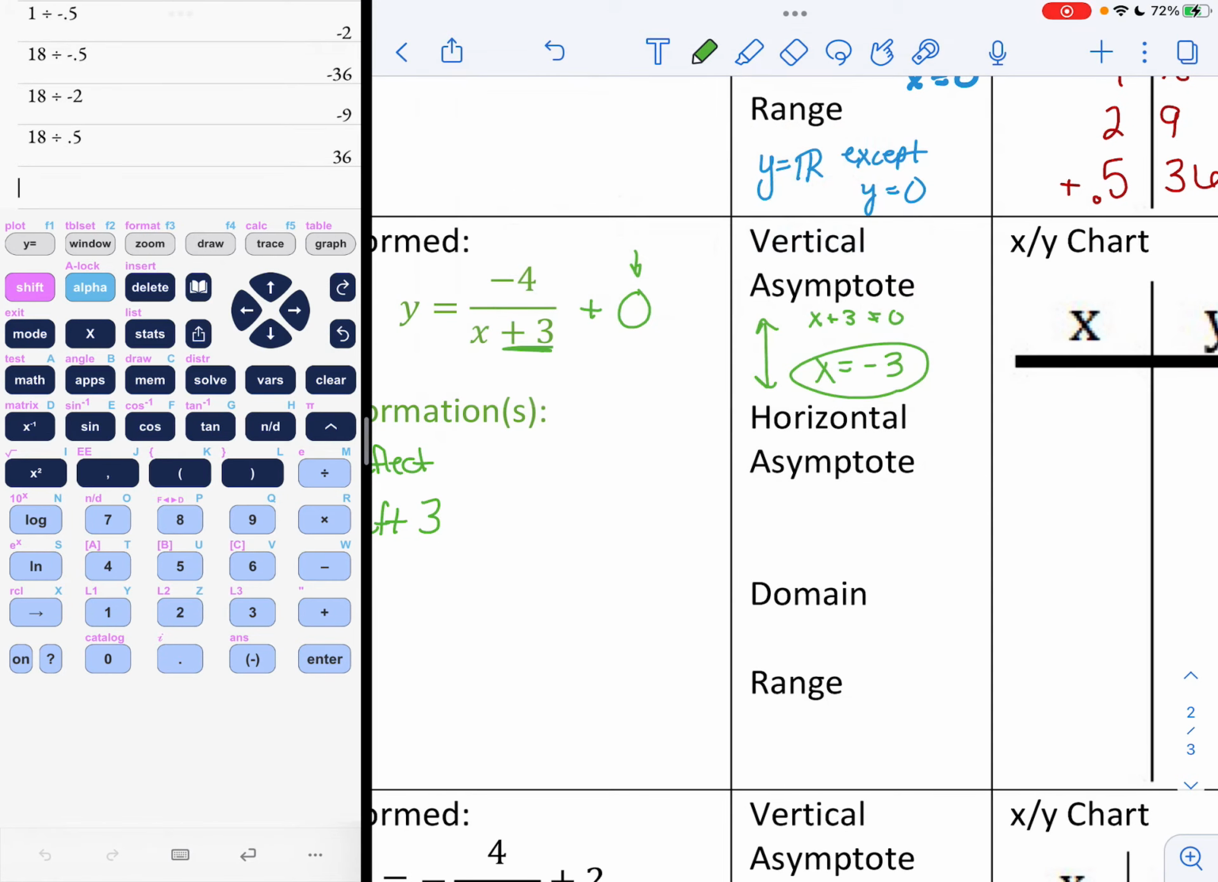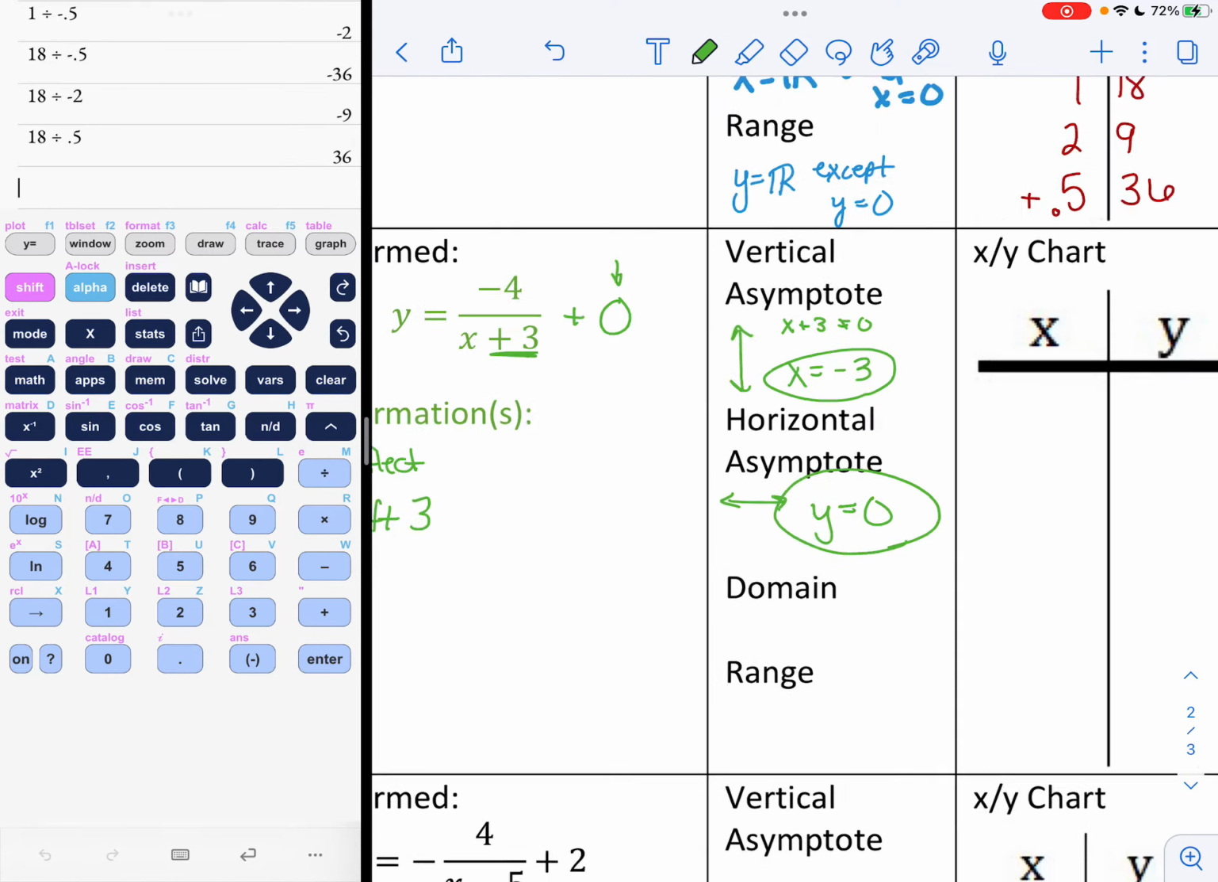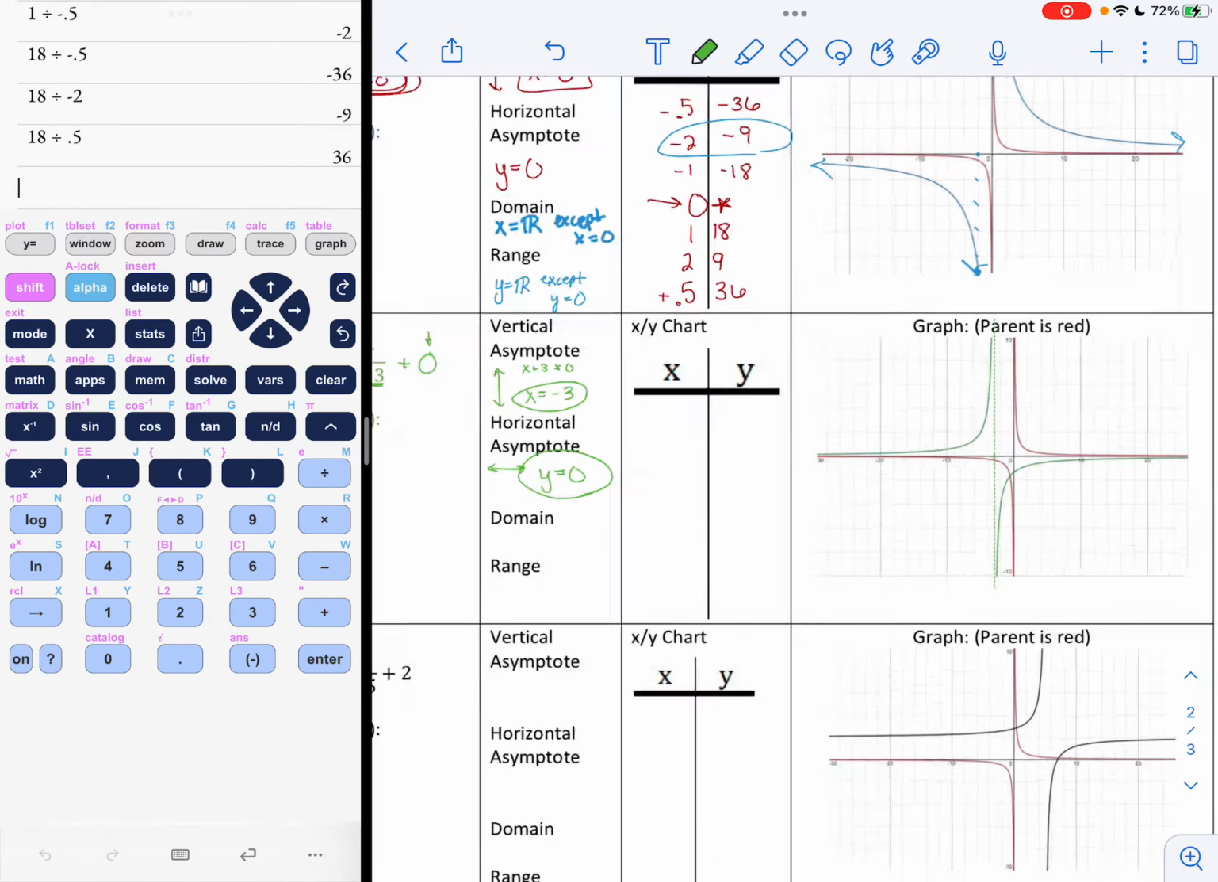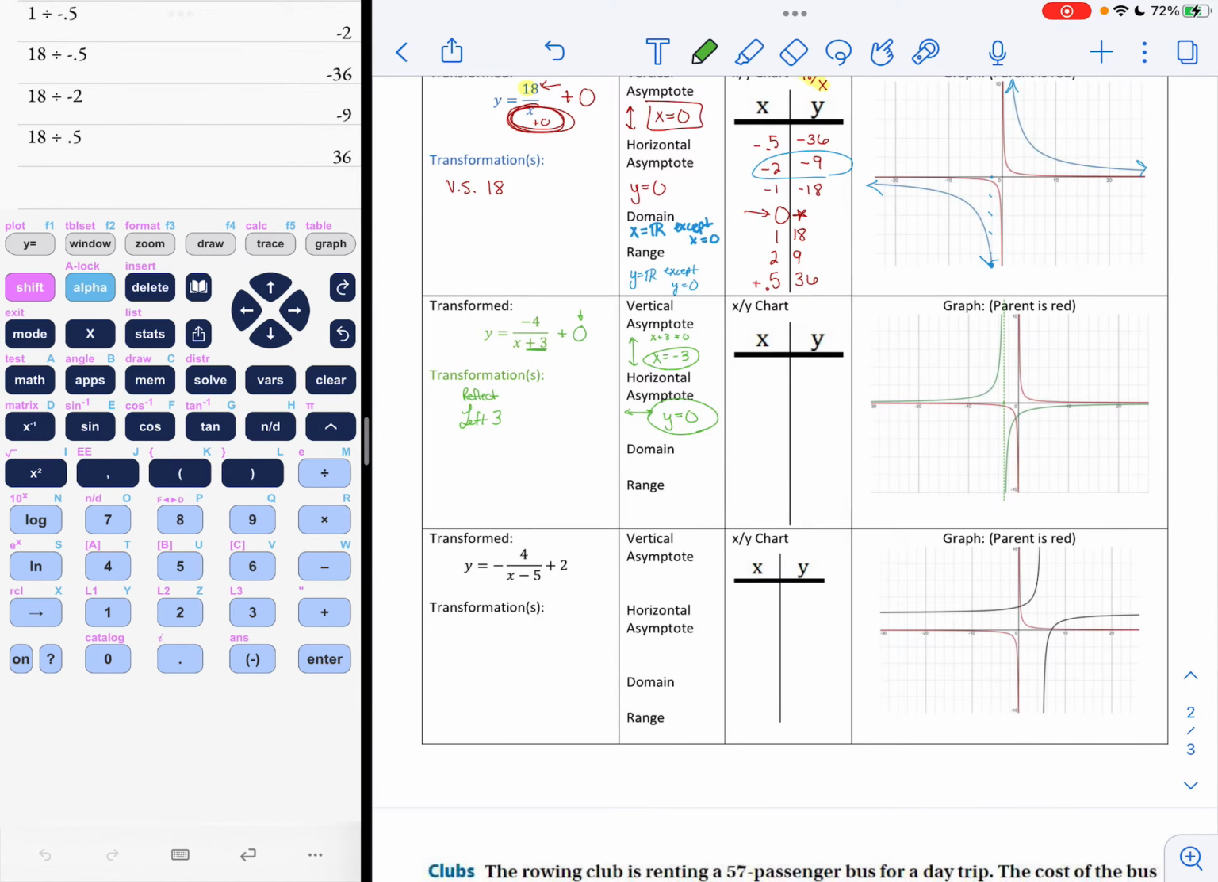Now your horizontal asymptote is still going to be at y equals 0. What I'd like you to please note is that it's still approaching the x-axis, the green line, and that is because I didn't move it up or down.